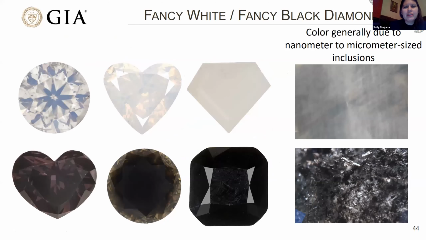And then I'll just briefly talk about fancy white and fancy black diamonds. These deviate a little bit from the others in that we're not seeing an atomic level defect involved with these. Instead, the color is generally due to nanometer to micrometer sized inclusions for both the fancy whites and the fancy blacks.